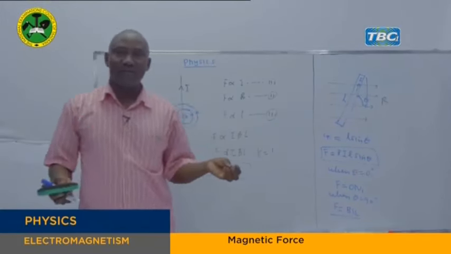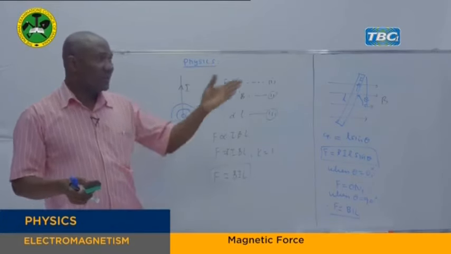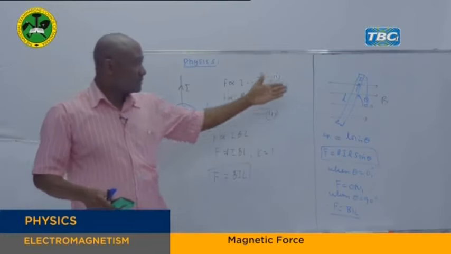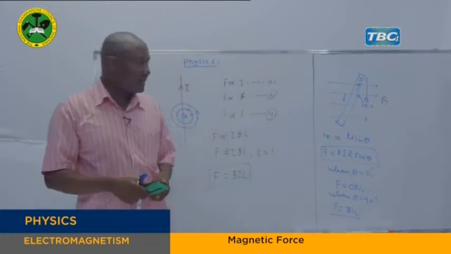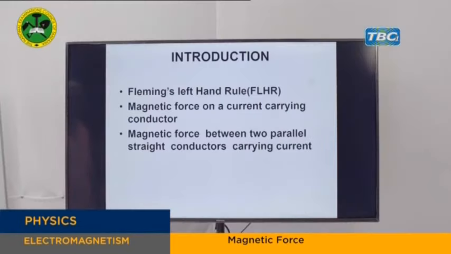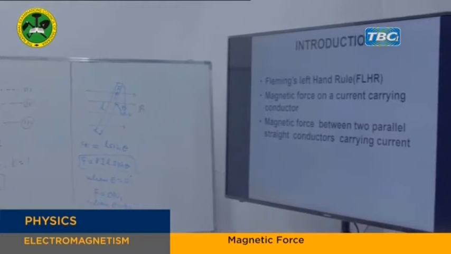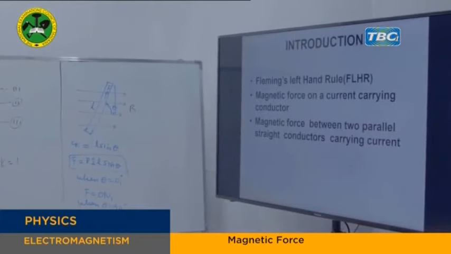You can have the maximum force, or you can have the minimum, meaning 0, depending on the angle the conductor makes with the magnetic field. So we know how to use Fleming's left-hand rule, and you know how to find the magnetic force on a current carrying conductor. This is the magnetic force on a wire, a conductor which is carrying current.